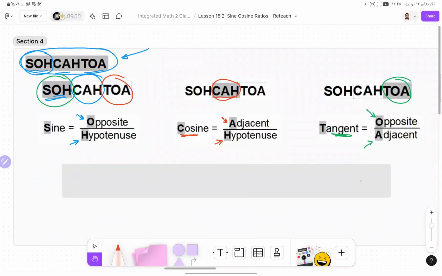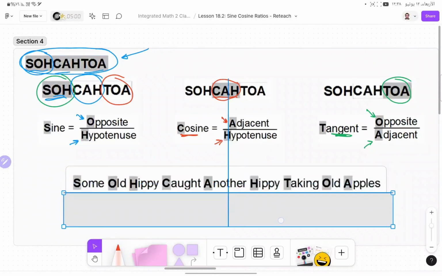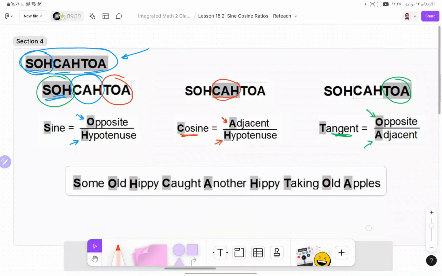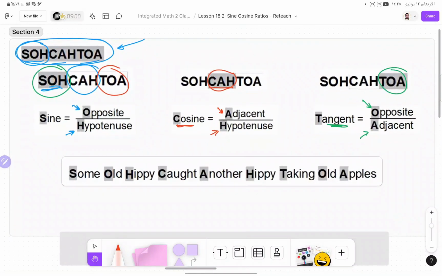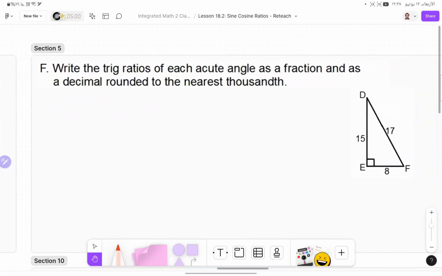Just for fun, where did we get these letters from? Let me remove this. You can see here: some old hippie caught another hippie taking gold apple. Just for fun. Now let's continue.